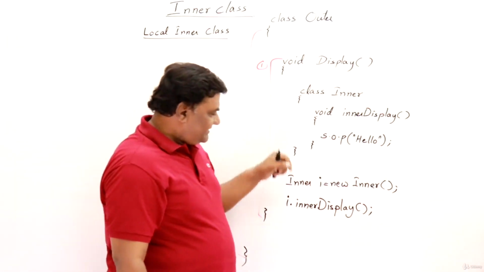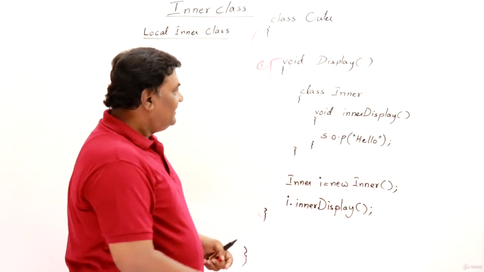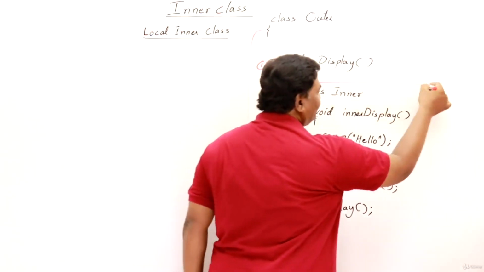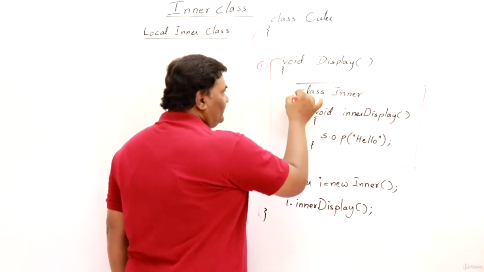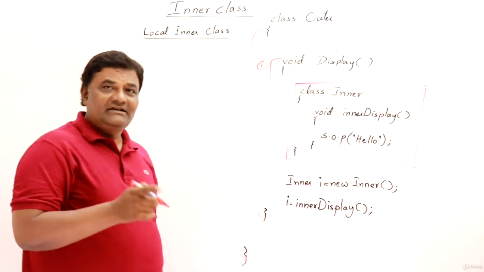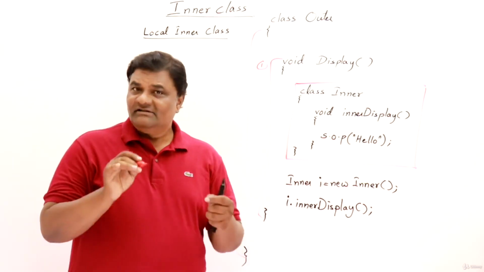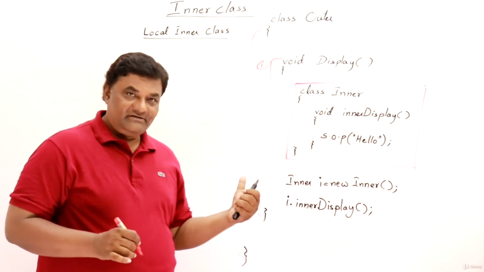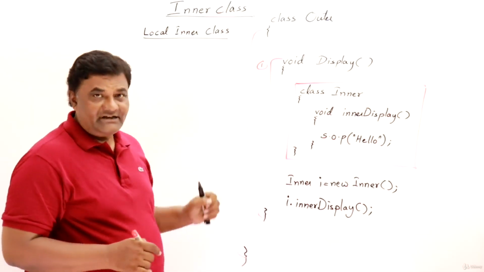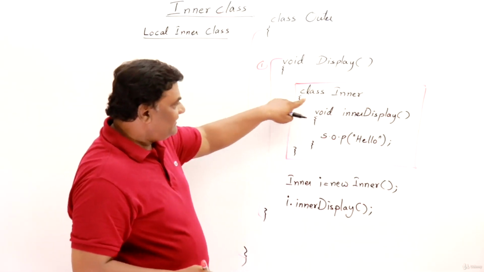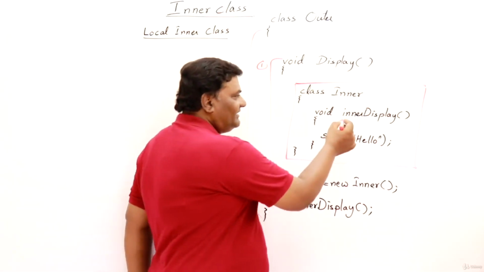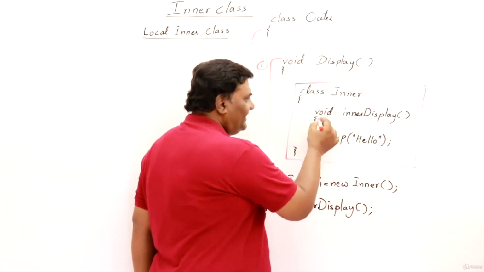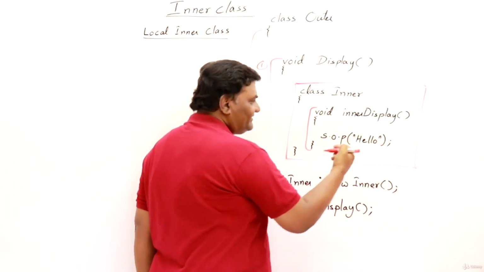Now inside this method, I have an inner class. This is the inner class. So we can define a class inside a method also. That class will be only visible and useful inside the method, right? So let us see its working first. I have an inner class and it is having only one method, that is inner display, and it will display hello.